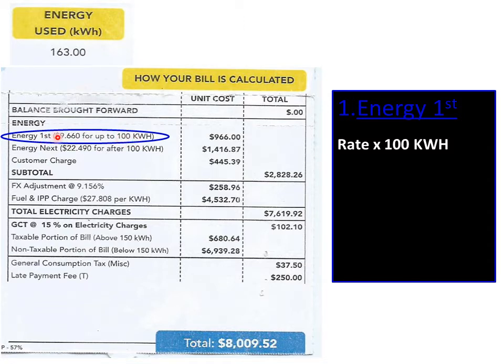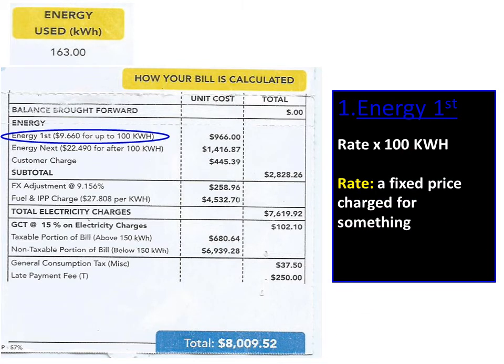So they charge you $9.66 for up to 100 kilowatt hours. So in order for us to calculate energy first, we just multiply the rate times the 100 kilowatt hours, and the rate is 9.66 as I said before. So when you multiply that, you get this value here, $966. All right, that's energy first. Let me see if I can move a bit faster.